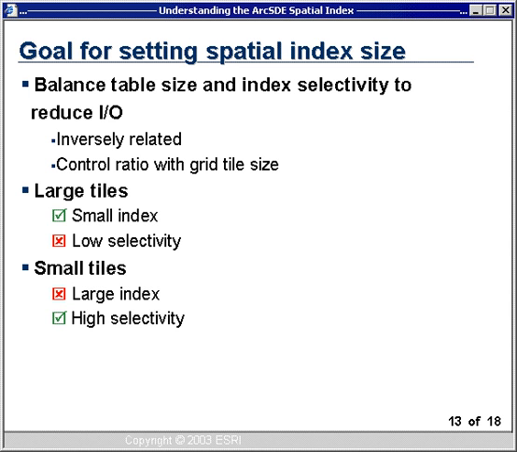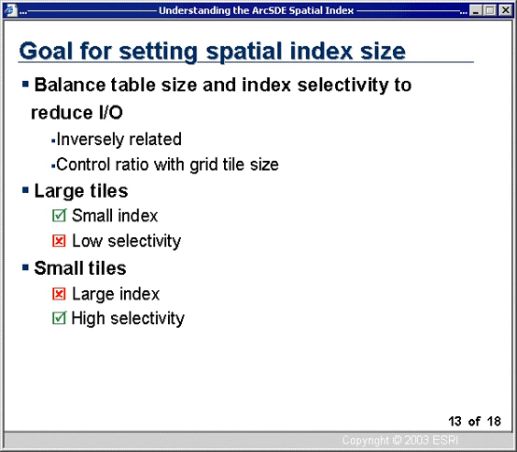So smaller tiles are going to reduce that envelope-on-envelope level query because you're going to have more tiles referencing a single feature. However, that means the size of your spatial index table can grow. And the bigger that table gets, the more data we need to read. So what we want to try and do is establish a balance between the table size and the index selectivity.